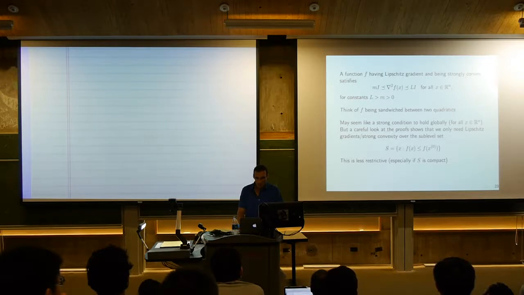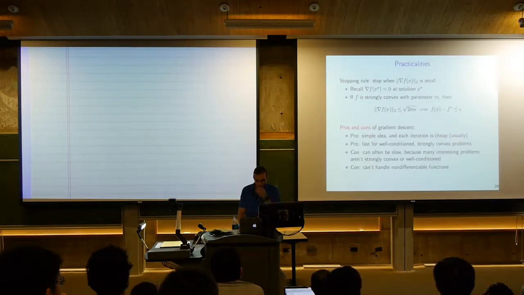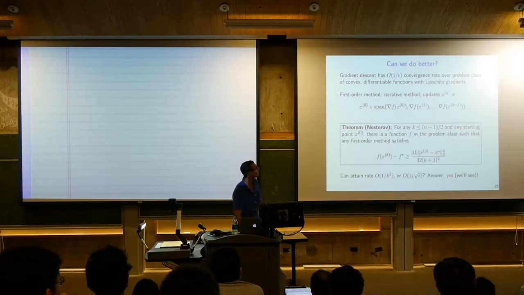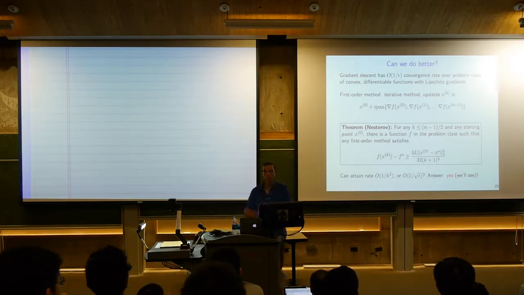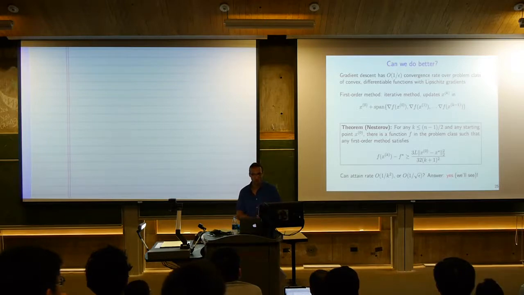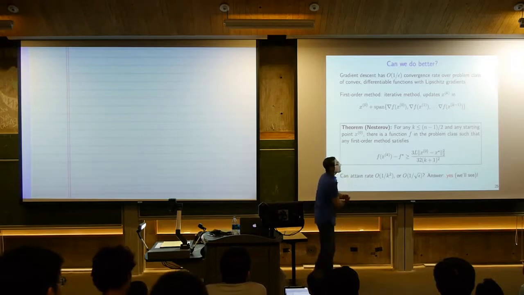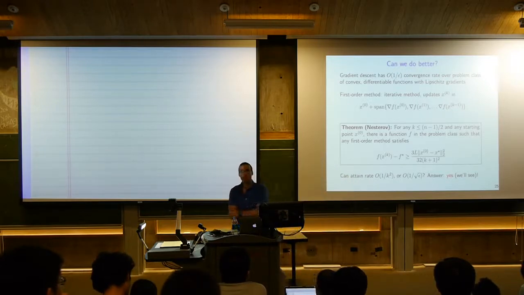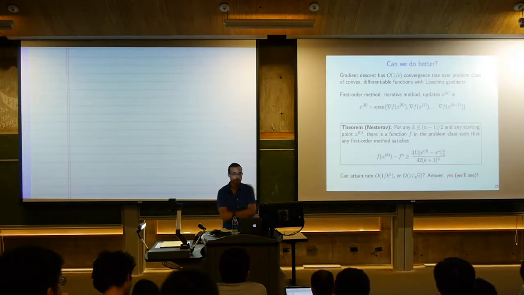Okay, I'm going to skip over this. I wanted to say one more thing before we end, and then next time I'll tell you what stochastic gradient descent is so that we don't forget that. This is an important thing to think about, and we'll talk about optimality a few times throughout this unit. So what we proved is that gradient descent has an order 1 over epsilon convergence rate over the problem class of convex differentiable functions whose gradients are Lipschitz.